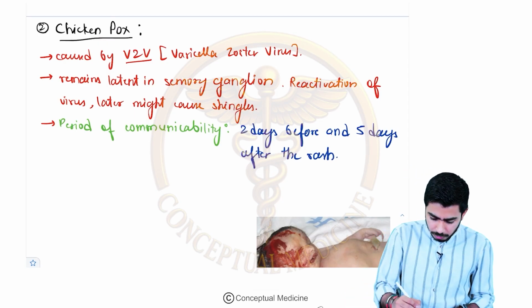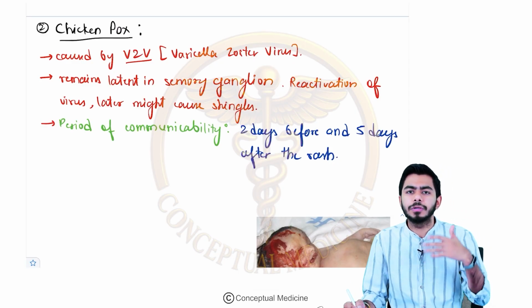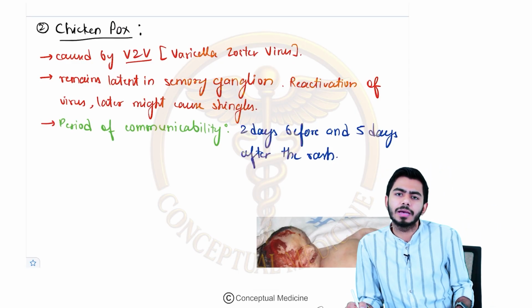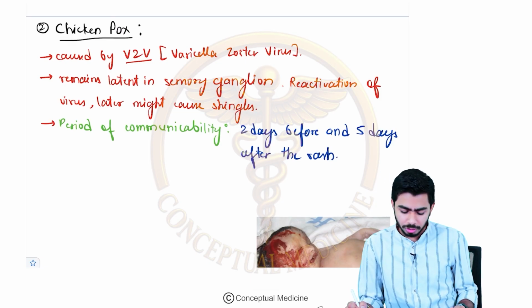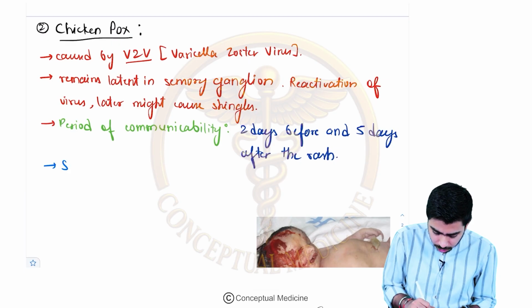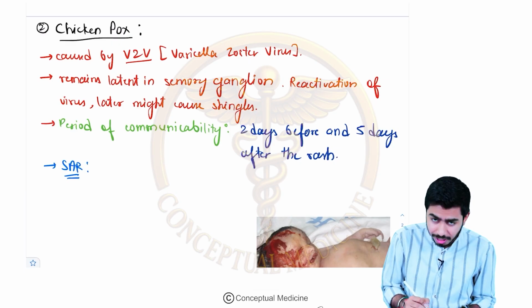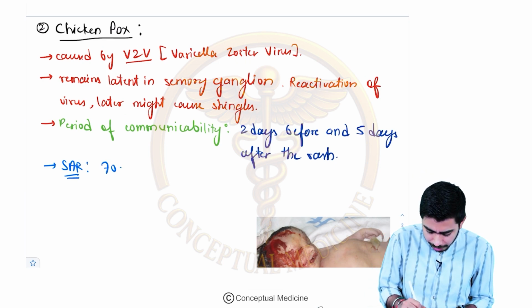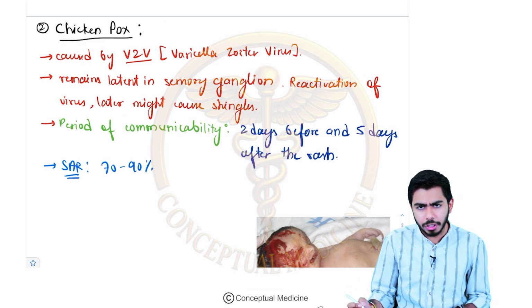Fine. And if you talk about the secondary attack rate, if you remember my previous videos, I have talked about the secondary attack rate. That was an example of a proportion, right? What would be the secondary attack rate of the chickenpox virus? That might be asked as well. SAR means secondary attack rate, and that would be around 70 to 90%.